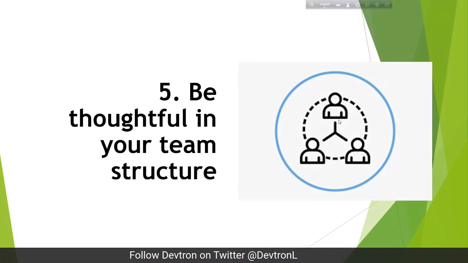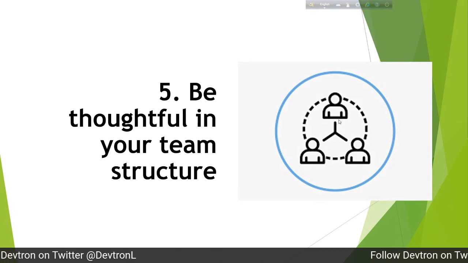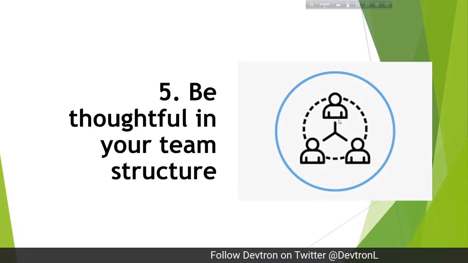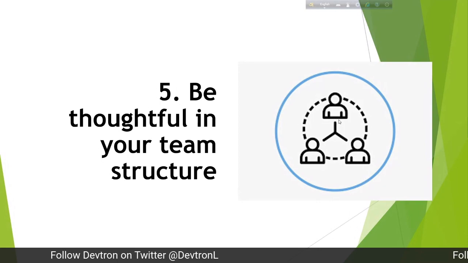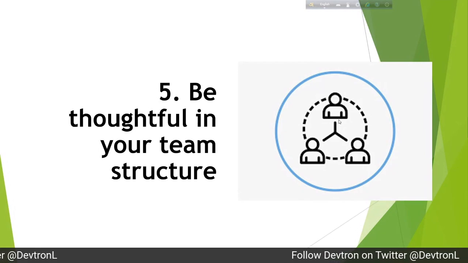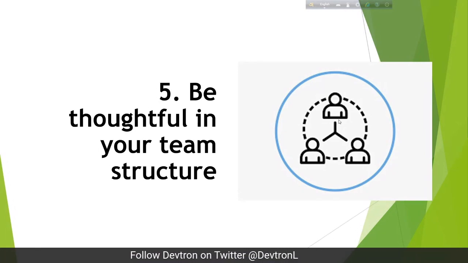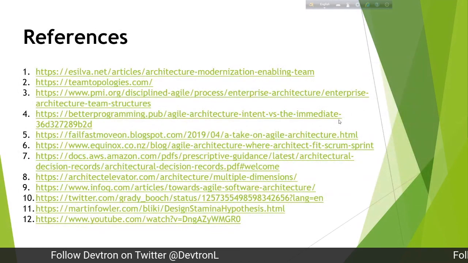Just don't think, okay, I will take an architect from there, take an architect from there, and create my team. Think about the team topologies topic that I showed. Does it make sense to have an architecture modernization enabling team support those guys in their architecture journey and then take a step back? Maybe yes, maybe no. So be thoughtful, be decisive, and be conscious of the decisions you are taking with regards to your team structure. These are some of the references.